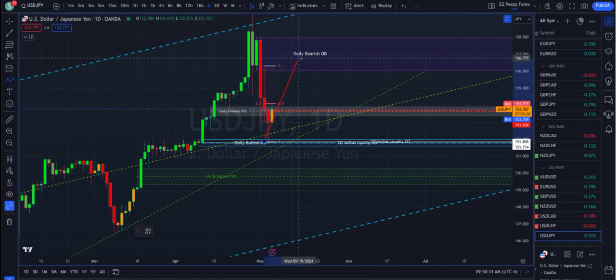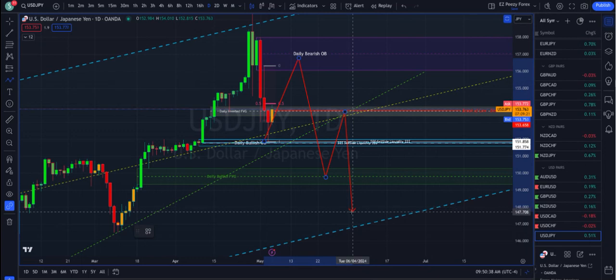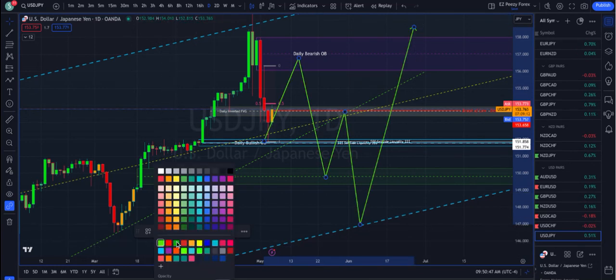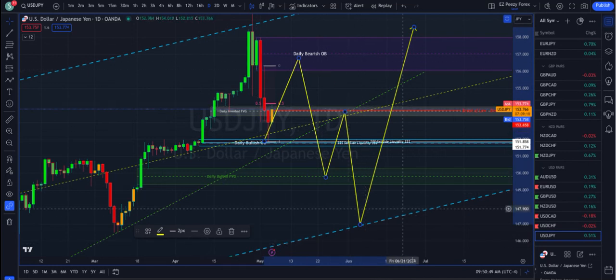Where would it come up to? To this order block, the only thing I can see, and then come down to this fair value gap, come to this area. So something like this I can see, and if it decides to go long again, it would do something like that. Like, I'm going to make this yellow, but that could be the path that it takes.